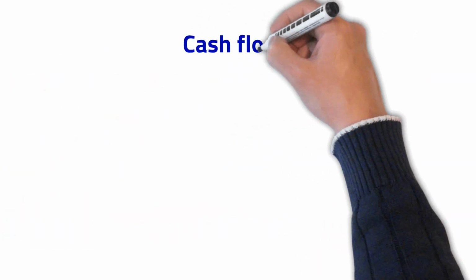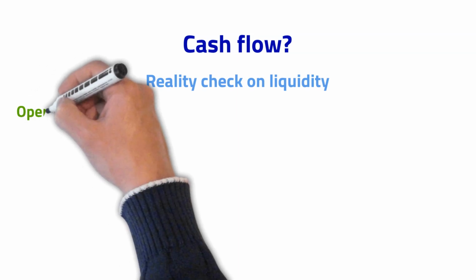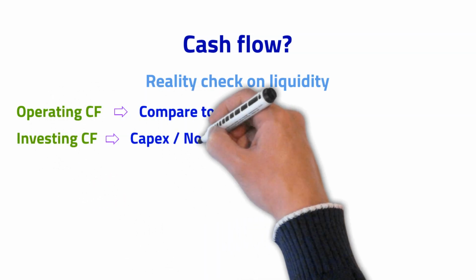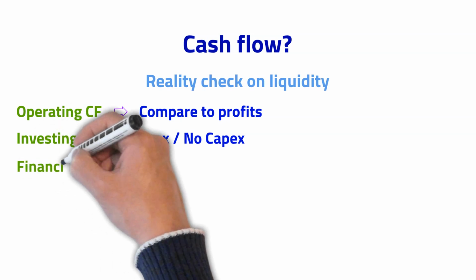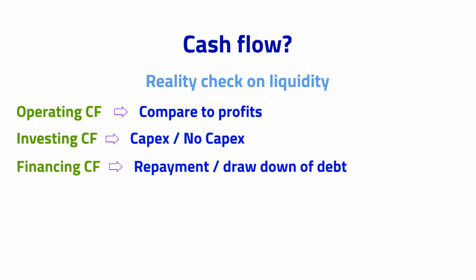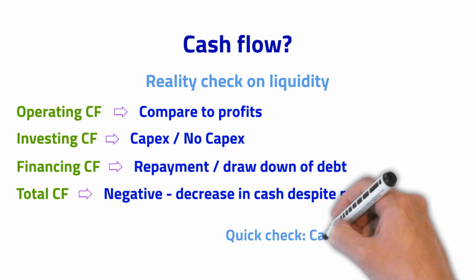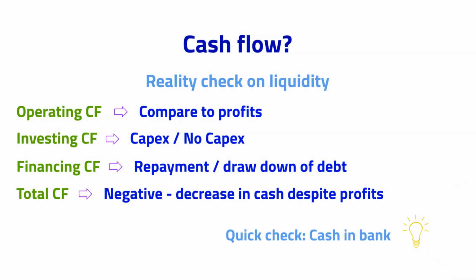Cash flow presents a reality check on liquidity. For example, operating cash flow, profit adjusted for non-cash items and working capital was only $5 in our case. Investing cash flow was 0. We bought no new truck. Financing cash flow was minus $20 because we repaid a loan. Sum was minus $15 and explains why cash fell from $60 to $45.